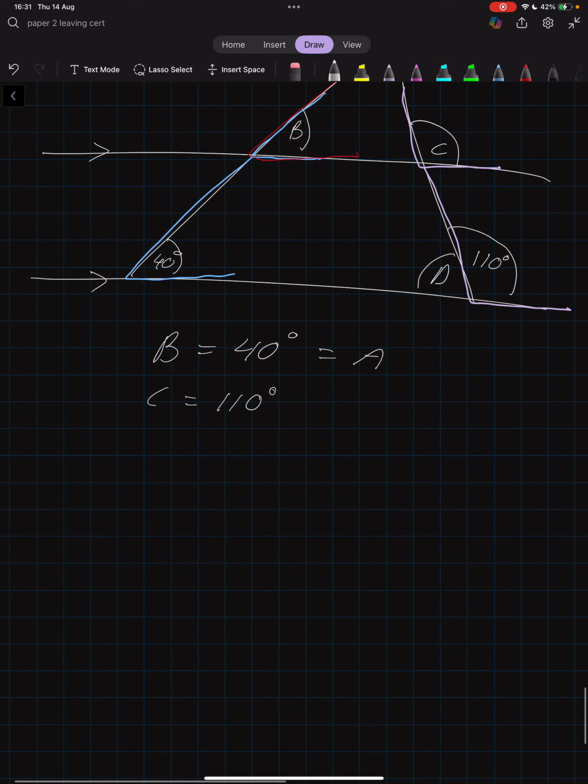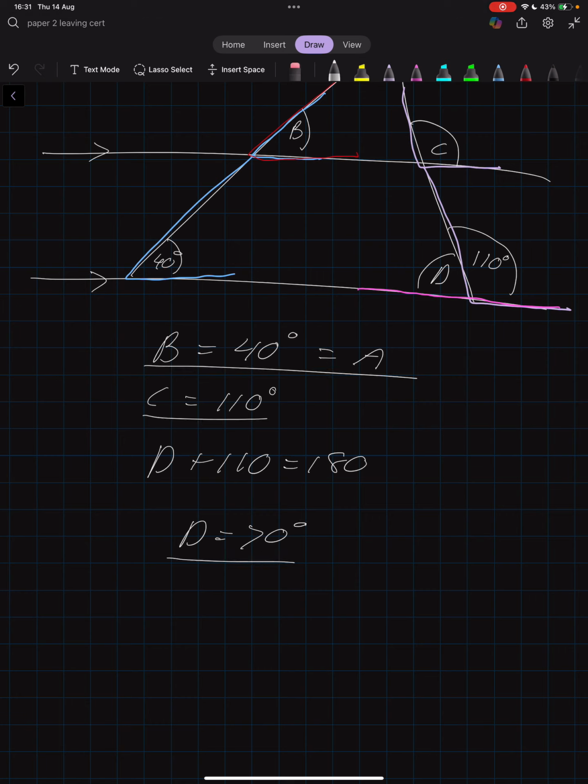And then for D, I'm kind of running out of colors, but here I can say that this is a straight line, which means D plus 110 has to equal 180, and therefore D has to be 70 degrees. Okay? All right, so that's that.